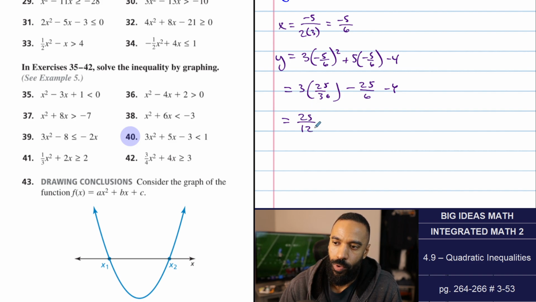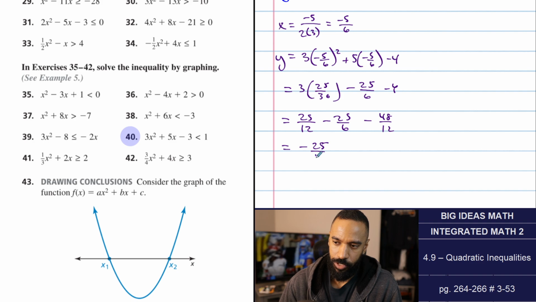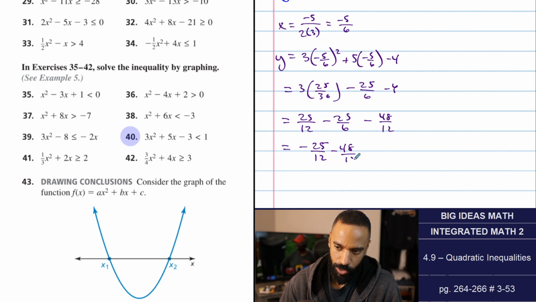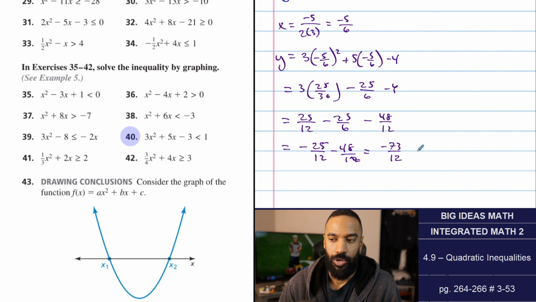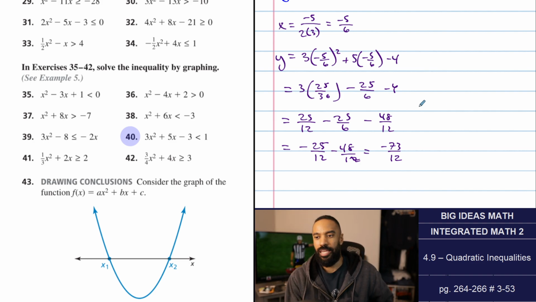25 over 12 minus 25 over 6, which is negative 25 over 12. So over 12, 48 over 12. So negative 25 over 12 minus 48 over 12 is negative 73 over 12, which is whatever number that is. Negative 6 and a 12th.